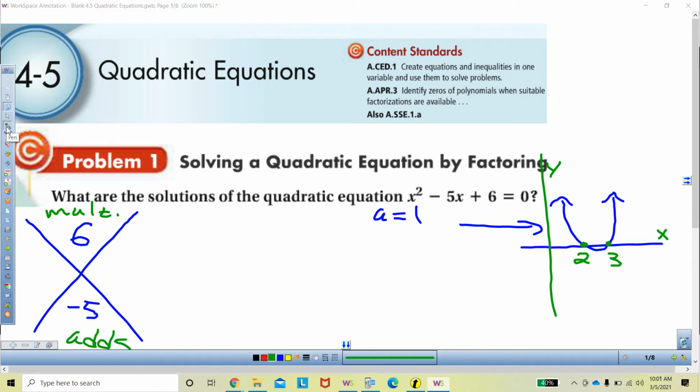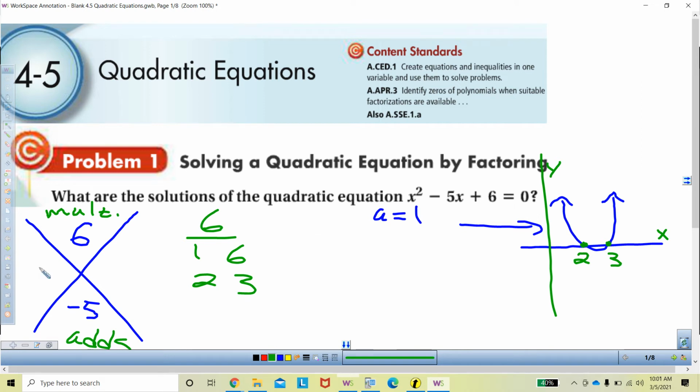So factors of 6, all we have is 1 and 6 and 2 and 3. Realize my c term is positive, my b term is negative. When that's the case, they're both negative. Good. Okay, so we have 2 here, 3 here, both negative. Right, so then double check, right? -2 plus -3 is -5, and a negative times a negative is a positive. 2 times 3 is 6. Okay, so you know you got it right.